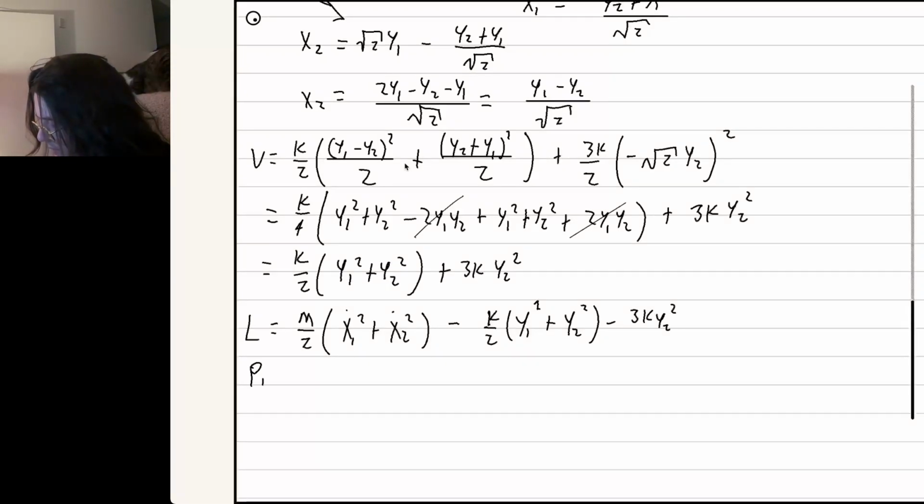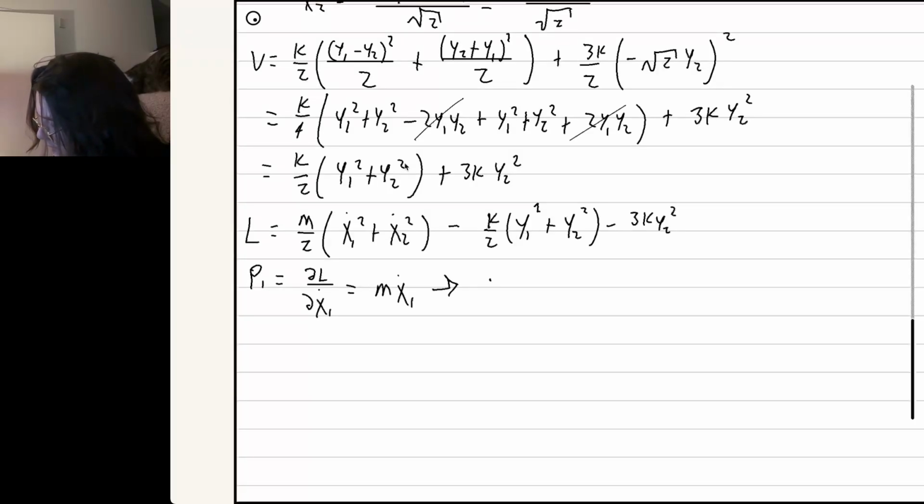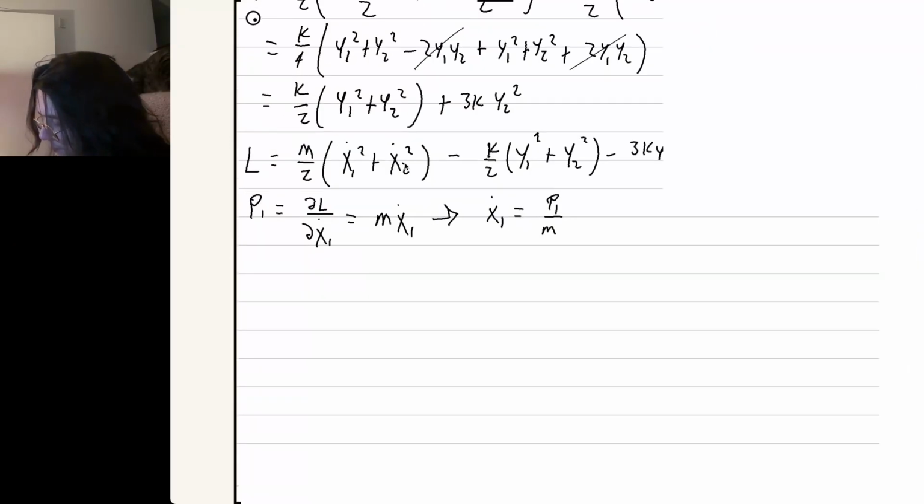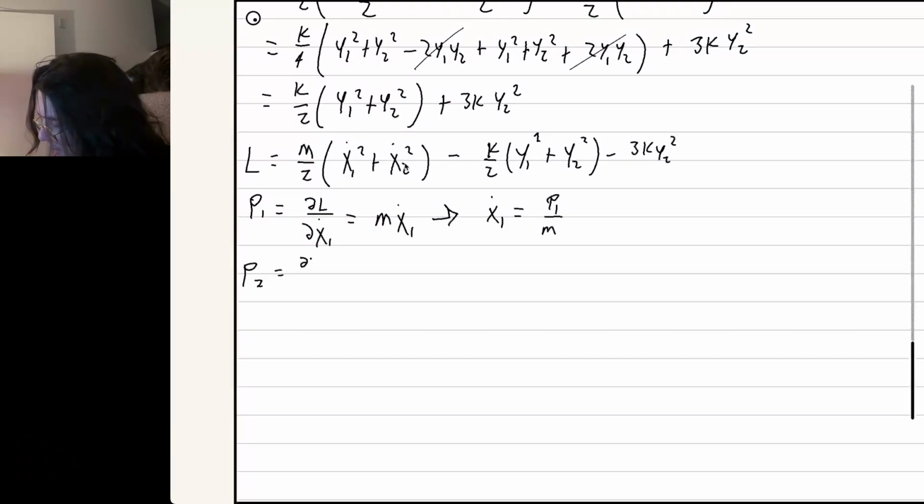Then the canonical momentum p1 will be defined as the partial of the Lagrangian with respect to x1 dot. It'll just be m x1 dot, which we can go ahead and solve for, for reasons that will become apparent. That's going to be p1 over m. And then p2 will be del L del x2 dot, which is going to be m x2 dot, which we solve for x2 dot, and we'll have p2 over m.